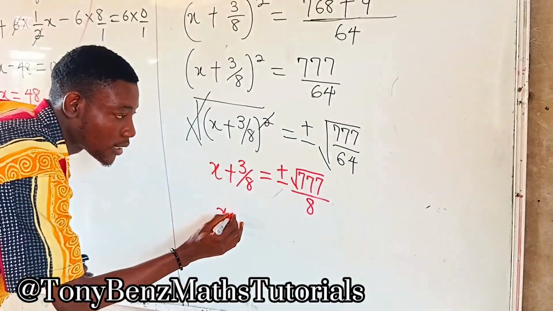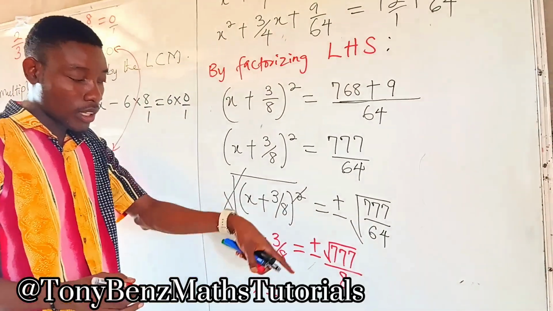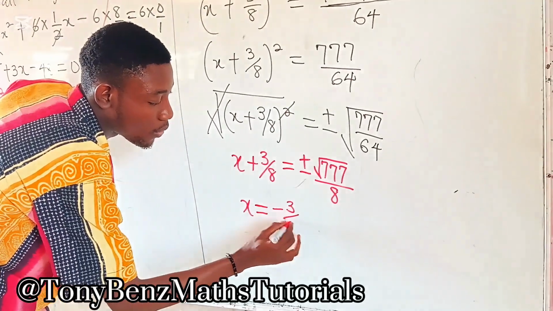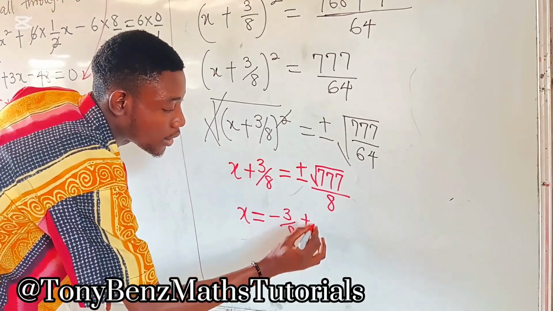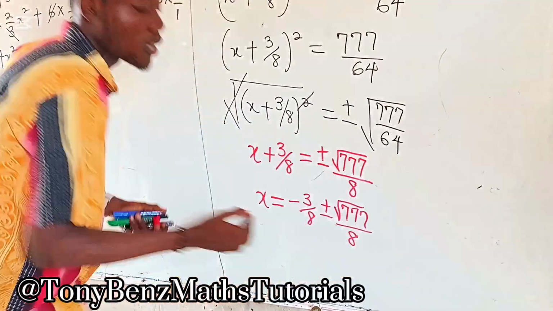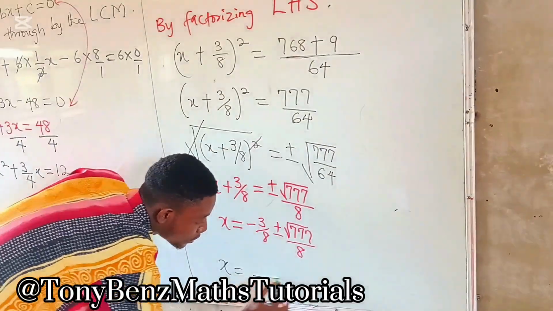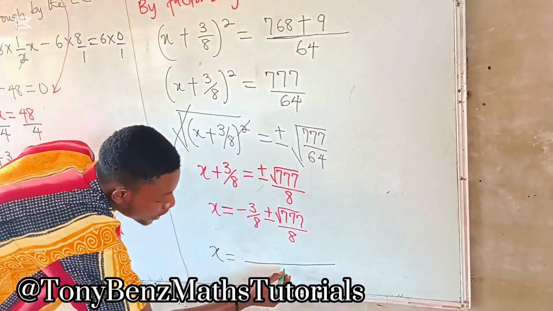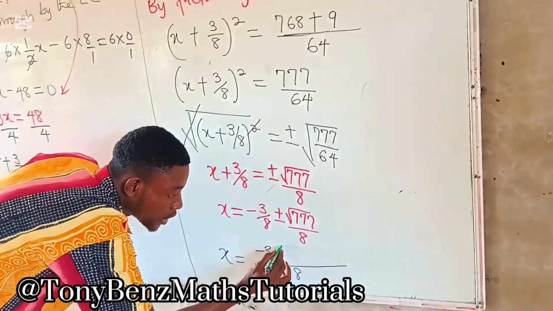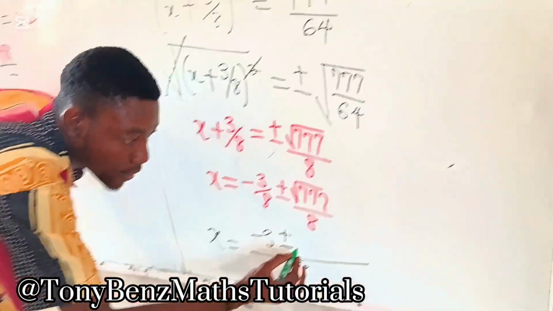By collecting like terms, x will be equal to, this one is plus, take it to the other side and have minus 3 over 8 plus or minus square root of 777 over 8. Now we are going to take the LCM of 8 and 8, which is 8. So 8 in 8 is 1, 1 times minus 3 is minus 3, plus or minus 8 in 8 is 1, 1 times the square root of 777.